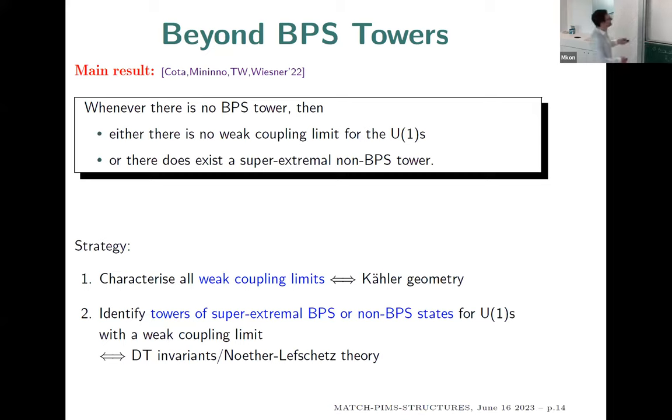And again, let me repeat so that you remember what we want to do. We first need to consider all weak coupling limits by looking at the Kähler geometry. And we are going to show that in all weak coupling limits, we will find the tower of states, either of BPS type or of non-BPS type. So we're going to prove this coming from the other side: everything that has weak coupling limits will be proven to satisfy the weak gravity conjecture. Okay, questions so far?